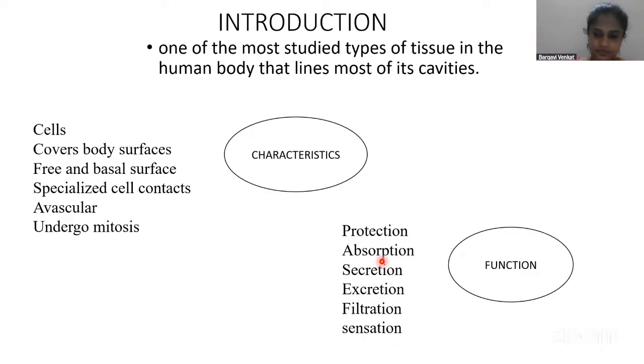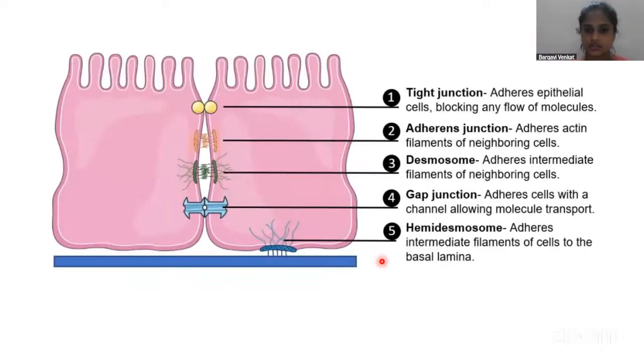Now, as I said in the previous slide, I was talking about some specialized functions, right? Specialized cell contacts. Imagine these two are your epithelial cells. If there is any doubt, please stop me and you can ask any questions. So these two are your epithelial cells, and these are your specialized cell contacts. There are various types like these. I'll explain each.